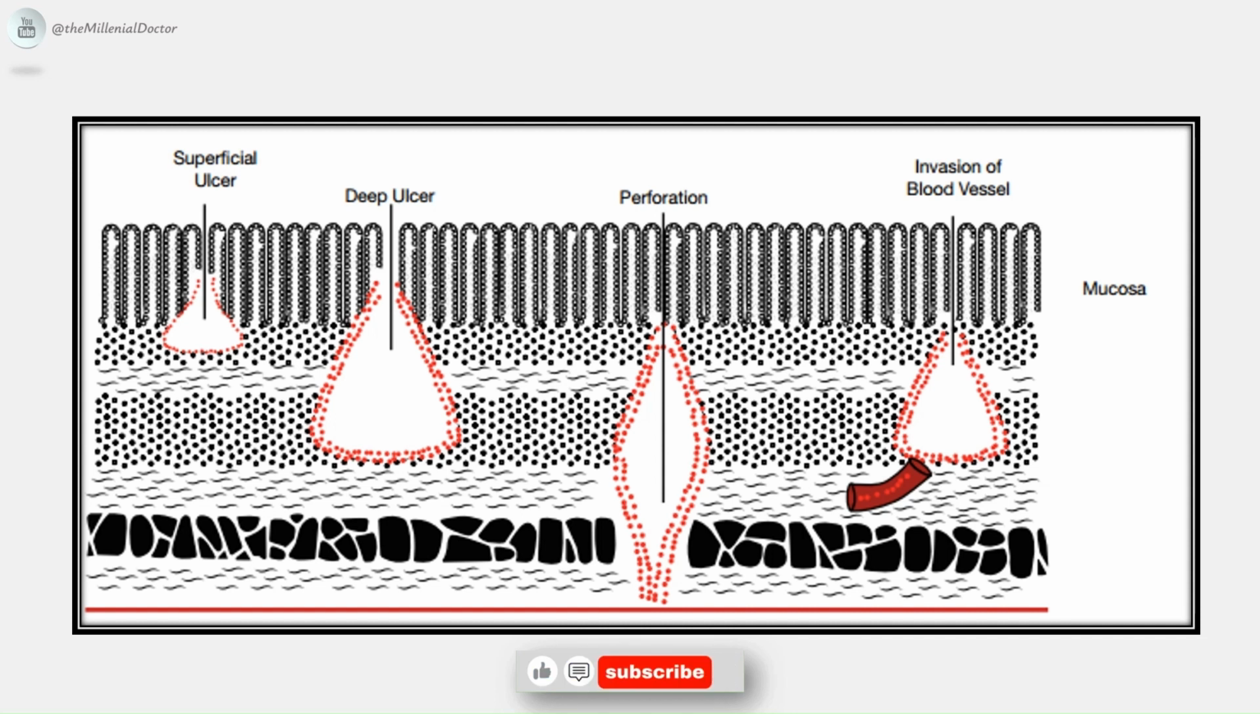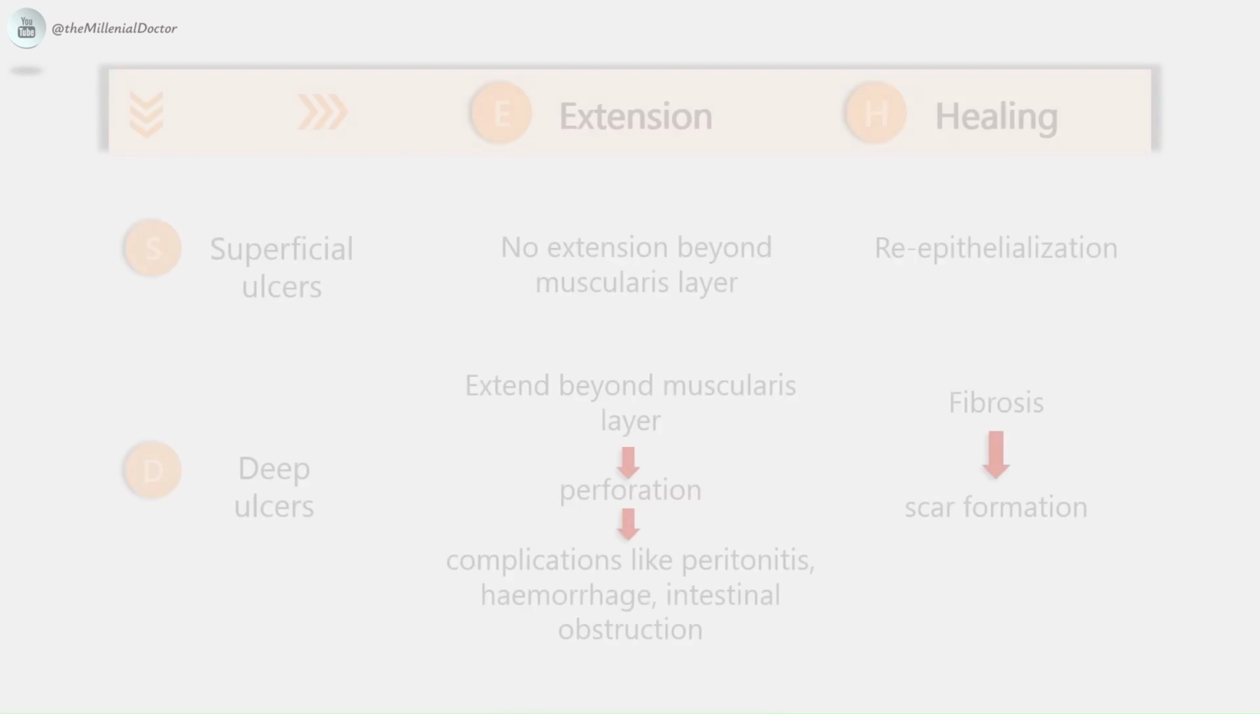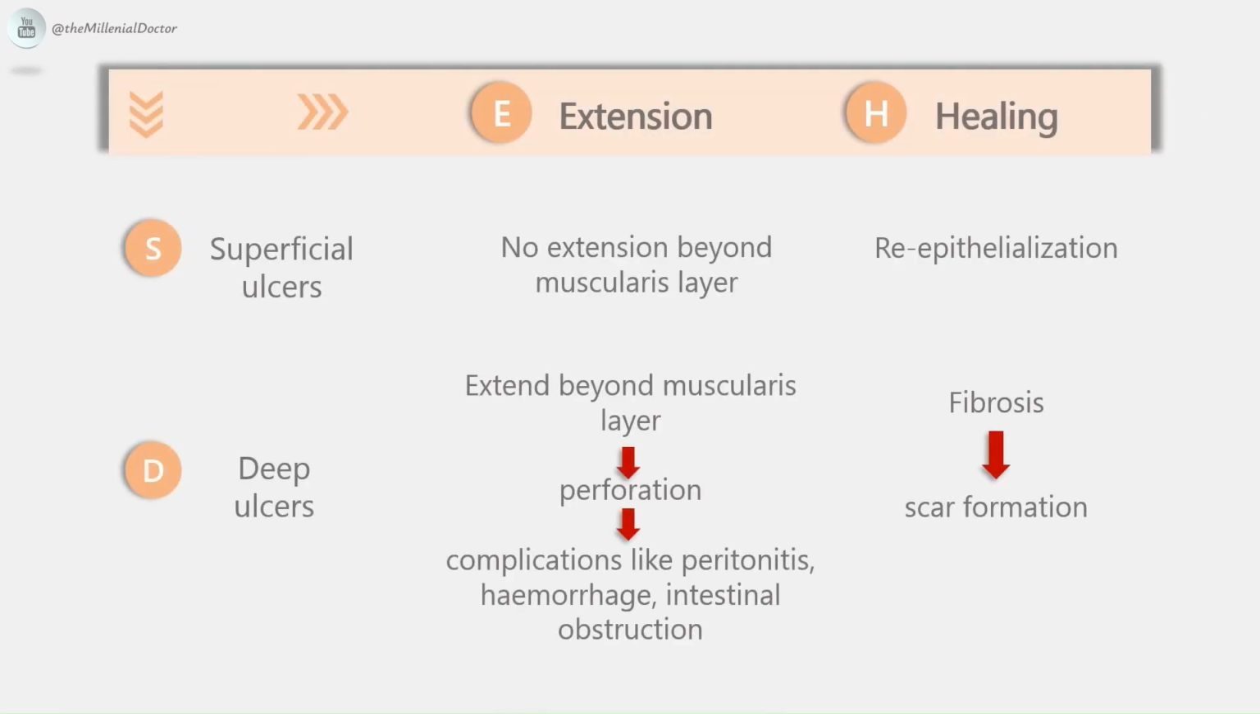The superficial lesions generally heal without scarring, but the deep ulcers form scars which may lead to strictures or partial obstruction and thickening of the gut wall. Difference between the superficial and deep ulcers. Extension. Superficial ulcers do not extend beyond the muscularis layer, whereas deep ulcers extend beyond, causing perforation, giving rise to complications like peritonitis, hemorrhage, and intestinal obstruction. Then healing. Superficial ulcers heal by re-epithelialization, whereas deep ulcers heal by fibrosis, giving rise to scar formation.